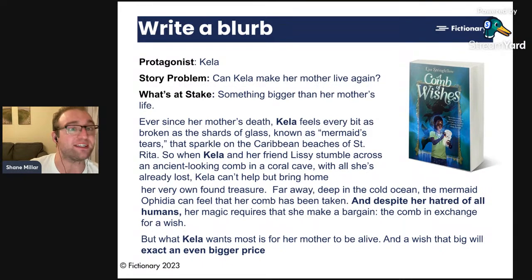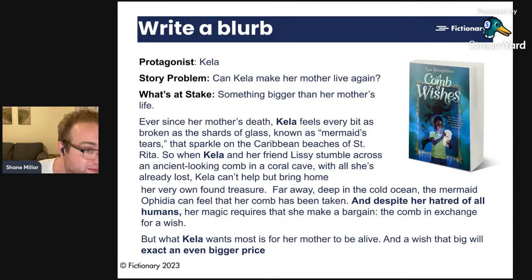So the blurb reads: ever since her mother's death, Keela, protagonist, feels every bit as broken as the shards of glass known as a mermaid's tears that sparkle on the Caribbean beaches of St. Rita. So when Keela and her friend Lissy stumble across an ancient-looking comb in a coral cave, with all she's already lost, Keela can't help but bring home her very own found treasure. Far away, deep in the cold ocean, the mermaid Ophidia can feel that the comb has been taken, and despite her hatred of all humans, so we've got our antagonist here, our villain, her magic requires that she make a bargain, the comb in exchange for a wish.